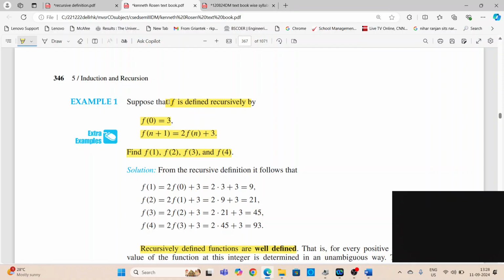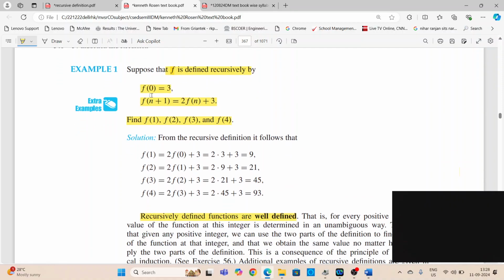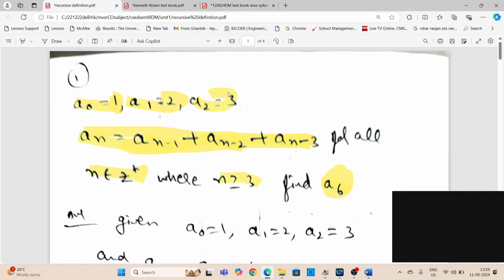Let us say f is a function which is defined recursively. f of 0 equal to 3 and f of n plus 1 is equal to 2f of n plus 3. And if you have to find f of 1, f of 2, f of 3, f of 4. So f of 1 will be equal to 2f of n plus 3 with n value 0 here. Then n value will be 1, n value will be 2, n value will be 3. Now coming to our discrete mathematics recursive definition problems, very simple problems are there. We'll be quickly going through that.